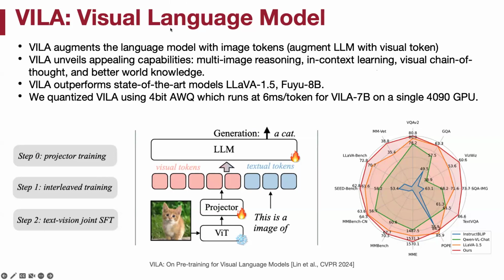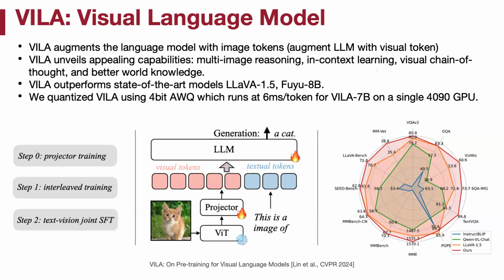We observe VILA really unveils quite interesting capabilities, such as multi-image reasoning, in-context learning, visual chain of thoughts, and more importantly, really amazing world knowledge, because all the visual signals are now sitting around the large language model. These models have a superb understanding of what the general rules are in the human world, and it brings these capabilities directly to visual applications in a zero-shot manner. I will show you later.